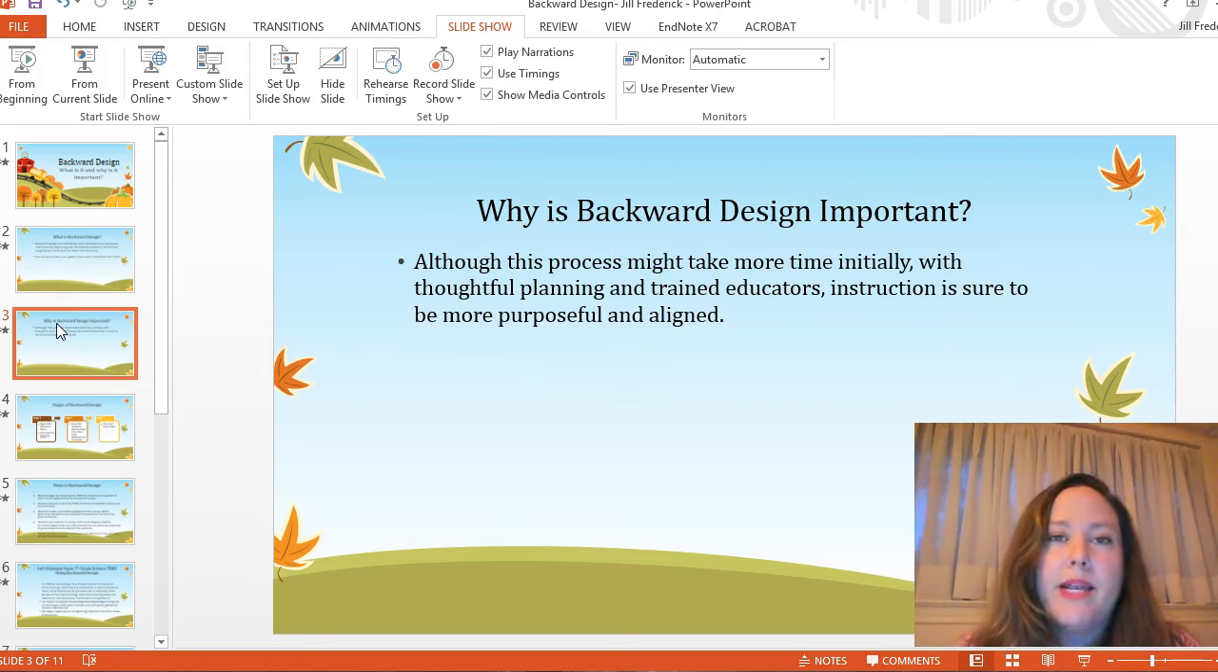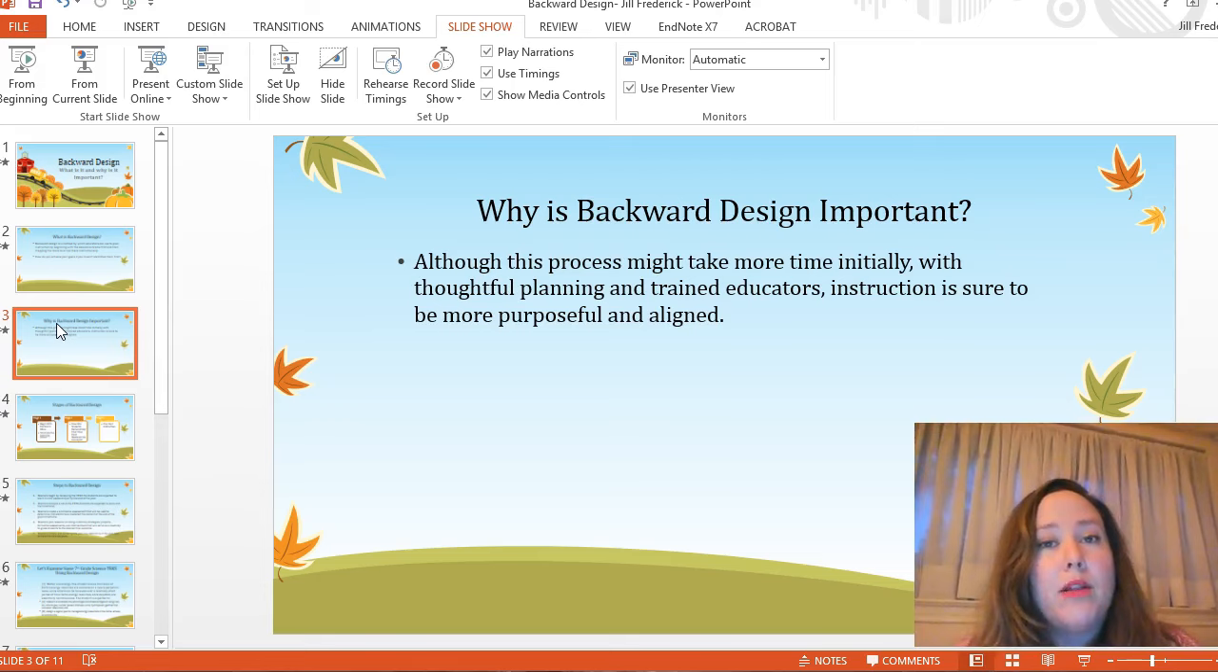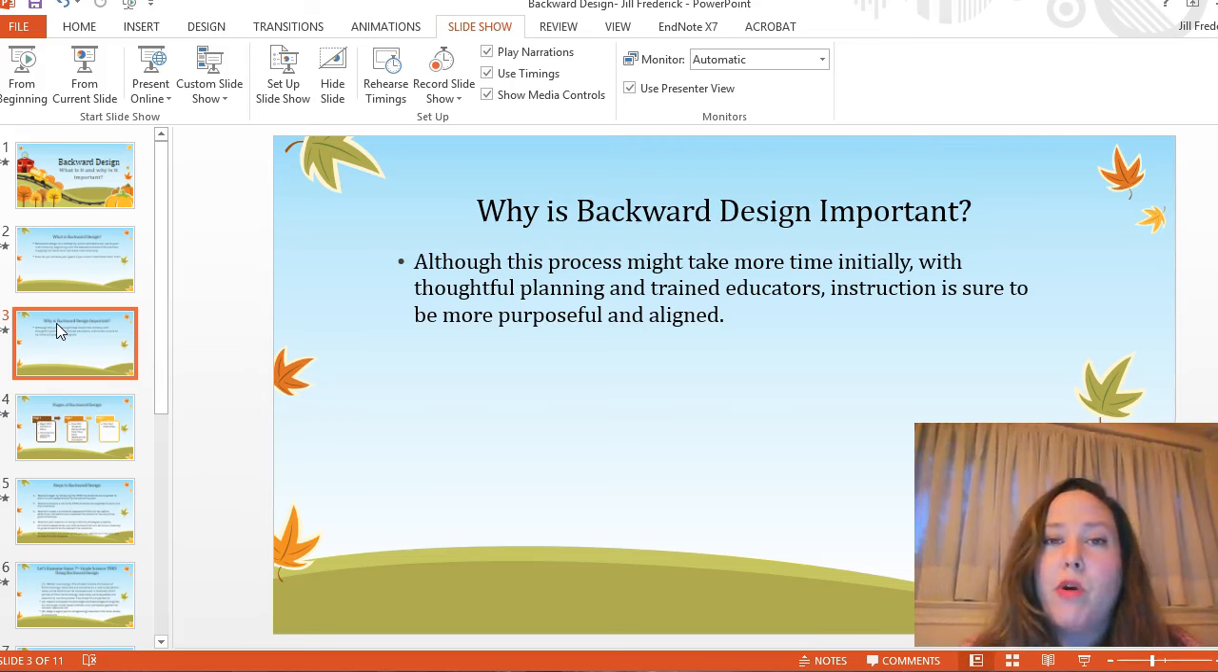Why is backward design important? Well, although the process might take more time initially, such as in longer planning and more cohesiveness, with thoughtful planning and trained educators, which is what we're doing today, we're training all on backward design so that everyone understands all the steps and can go back to their own classroom and their own campus and teams to work together to make it happen. Instruction is sure to be more purposeful and aligned.